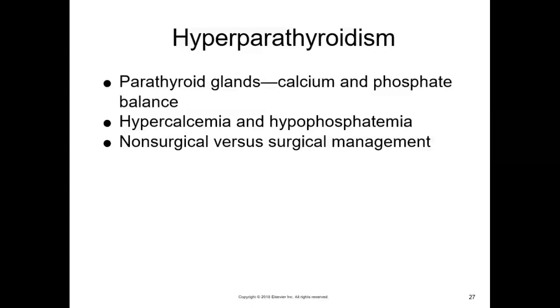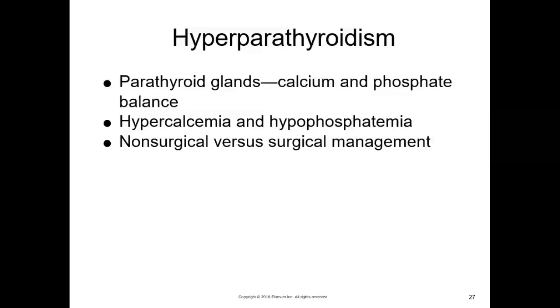Increased levels of parathyroid hormone, or PTH, act directly on the kidney, causing increased kidney reabsorption of calcium and increased phosphorus excretion. In hyperparathyroidism, this causes hypercalcemia, excessive calcium, and hypophosphatemia, inadequate phosphorus.